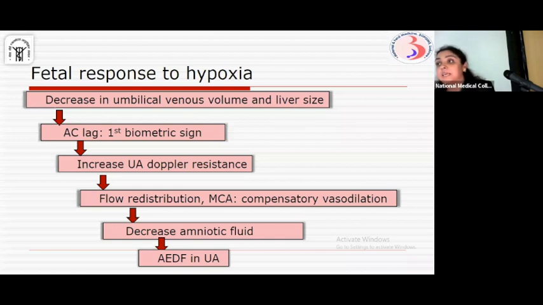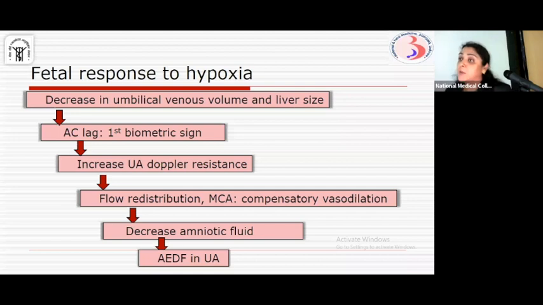That is what we call asymmetrical FGR. So the AC starts lagging. Once 60% of the placenta is obliterated, there will be increased umbilical artery Doppler resistance. So once this goes on, the baby starts to save its 3 vital organs: brain, heart, and kidneys. So there is a redistribution of blood flow from the intestine and the legs towards the brain, what we call a brain sparing effect.